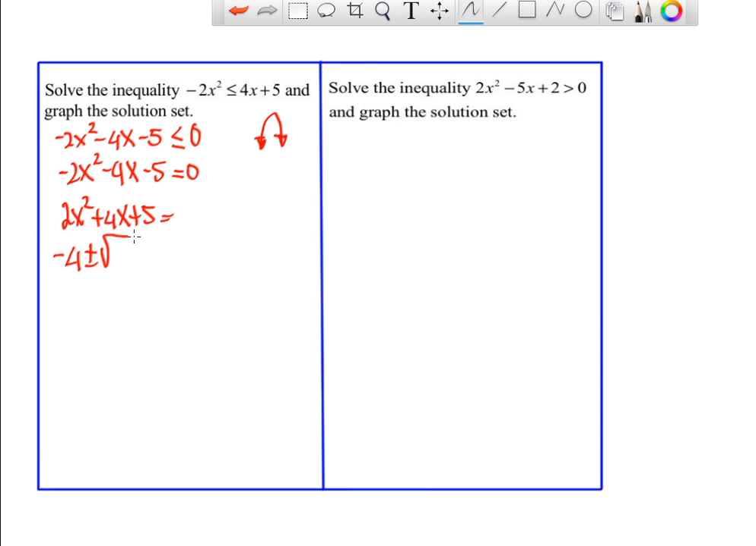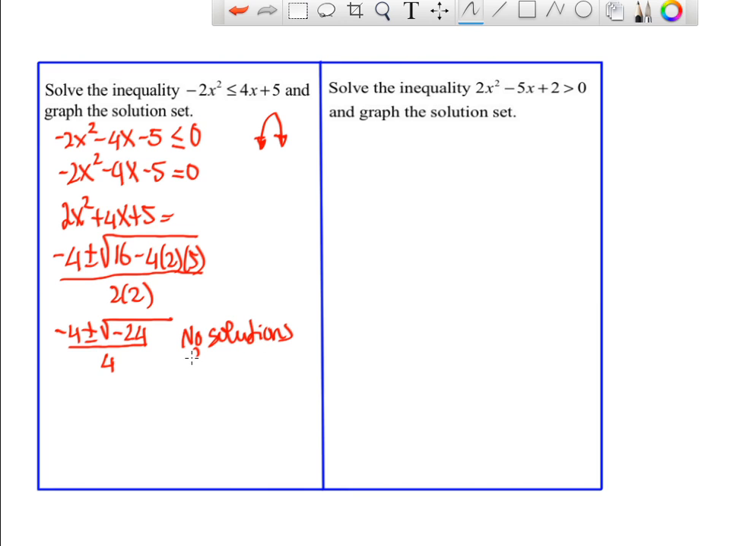Negative 4 plus or minus the square root of b squared, that's 16, minus 4 times a times c, divided by 2 times 2. That's negative 4 plus or minus the square root of 16 minus 40, which is negative 24. And that's enough at this point to tell you that this thing will never be equal to 0. So it's an imaginary square root, so there are no solutions for 0.